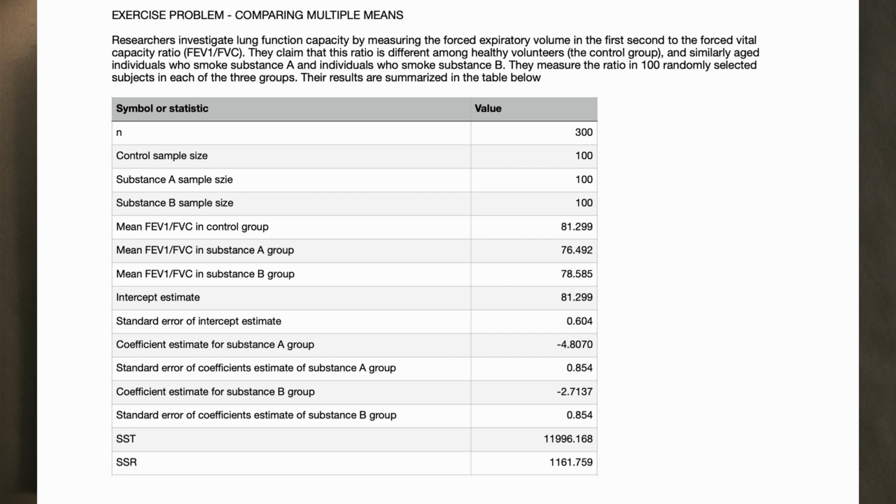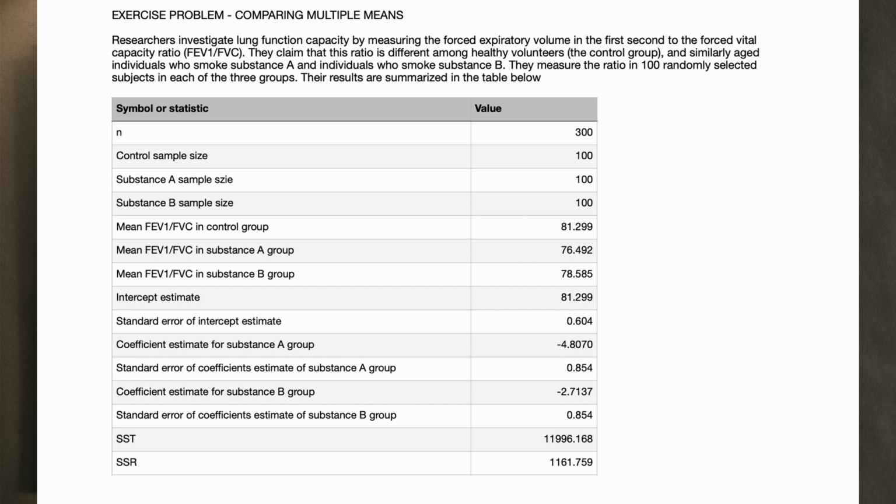Then we see the standard error for that, 0.604, the coefficient estimate for substance A group. And look at that, it's negative 4.807. And if I take the intercept, that is 81.299, and I subtract 4.807, I get to 76.492. That'll be the mean for the group A. And that's how this model works if my explanatory variable is categorical. So we see all the coefficient estimates there, and we see the standard errors.